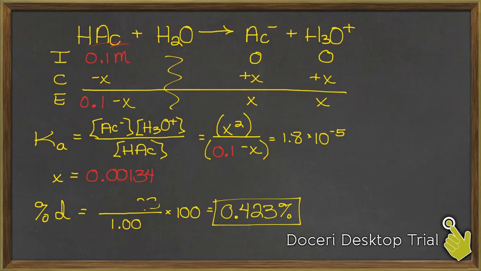Okay, now in the percent dissociation, both numerator and denominator are going to change. Because the original molarity isn't 1 molar anymore, it's 0.1. And how does that change our percentage?